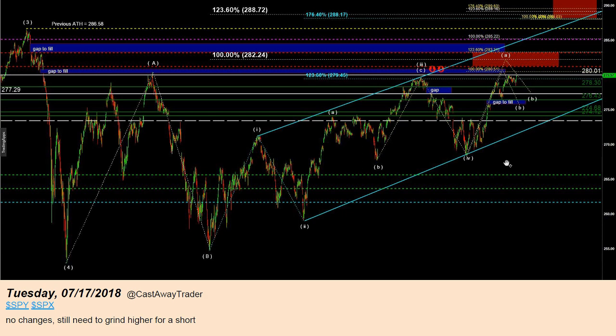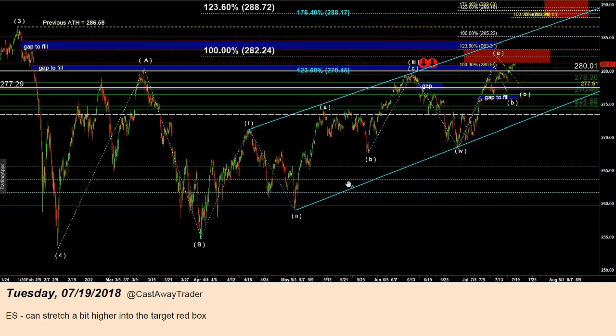And let's come back now and see how we were tracking that pattern and how we were getting prepared to trade it. So let's start from July 17th, and here I will only be referring to the public post I made on my Twitter account at Castawaytrader. So on July 17th, I warned my followers that we were still grinding up to complete that structure. So here I did not have that clear vision I have now. I counted a little bit differently, but even when I counted it as A up, B down, I was expecting here a completion of wave C up.